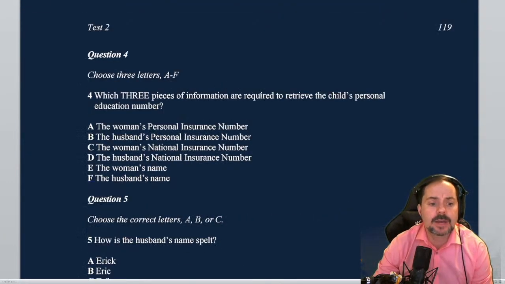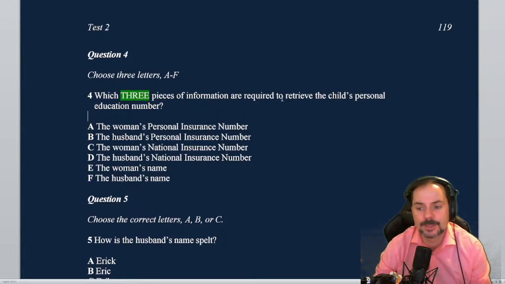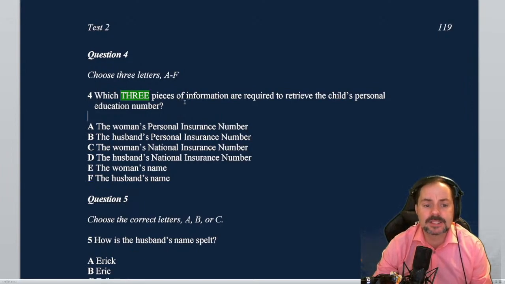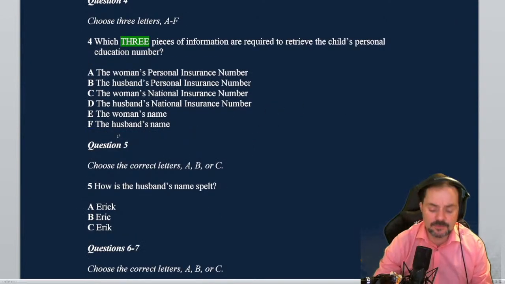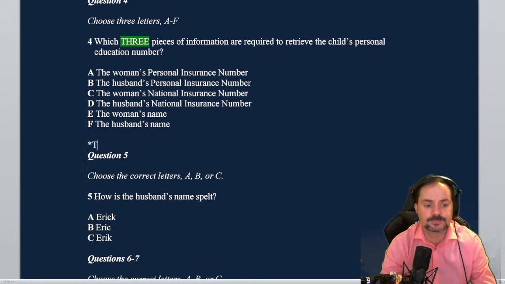All right, and then here for number 4, it's only one question, so you're only getting 1 point, but you have to choose 3 pieces. Okay, so really pay attention to those uppercase letters. They're emphasizing it's 3 pieces of information. So what 3 pieces of information are required to retrieve the child's personal number? For this type of question, take notes.